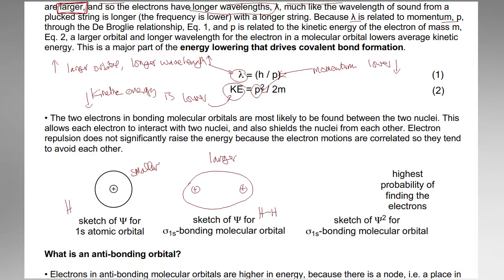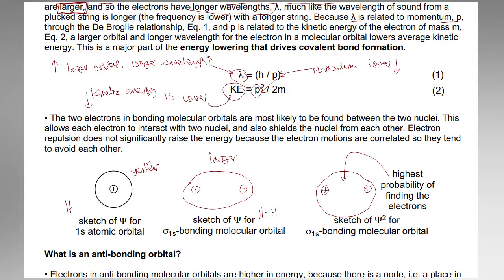And remember the wave function squared. The wave function squared gives us the probability of finding the electrons. And so if we draw a sketch of the wave function squared, difficult to do accurately, this is a schematic representation of this. It's even larger in between the two nuclei. So that implies that the highest probability of finding the electrons is between the two nuclei.